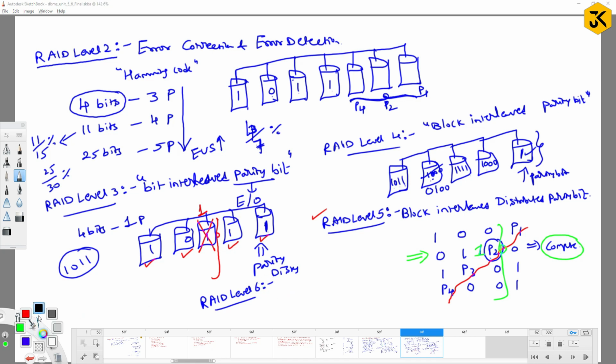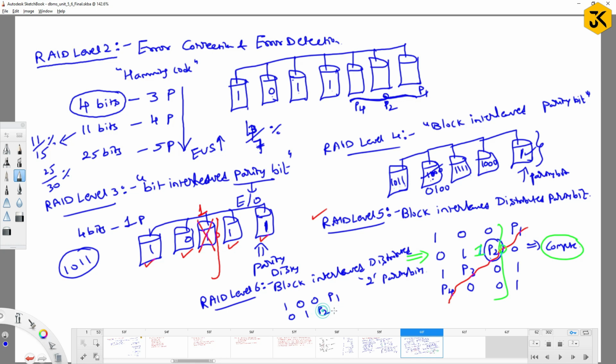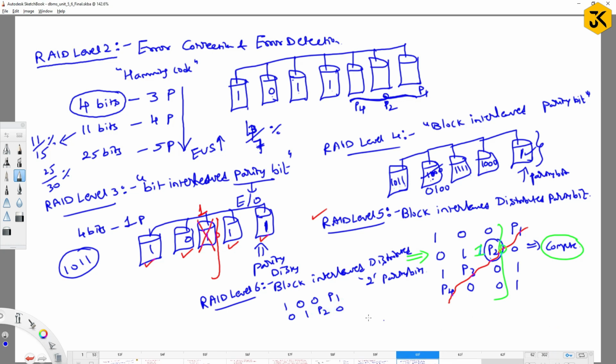we can simply use block interleaved distributed two parity bits. What does that mean? The same parity bit you are going to maintain at two locations, right? If I say 1 0 0 P1, the same I am writing 0 1 P2 0, 1 P3 0 1, P4 0 0 1, 0 0 1.